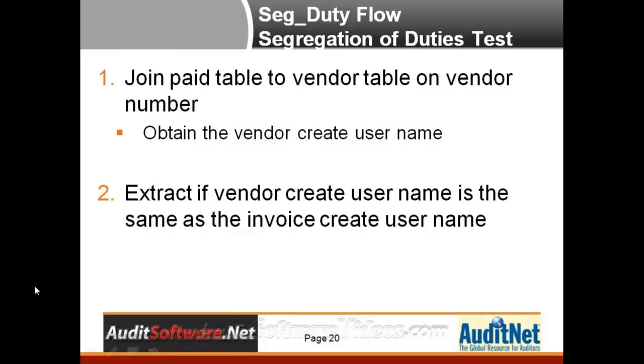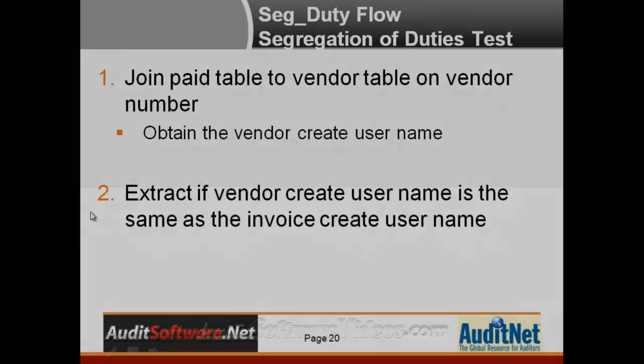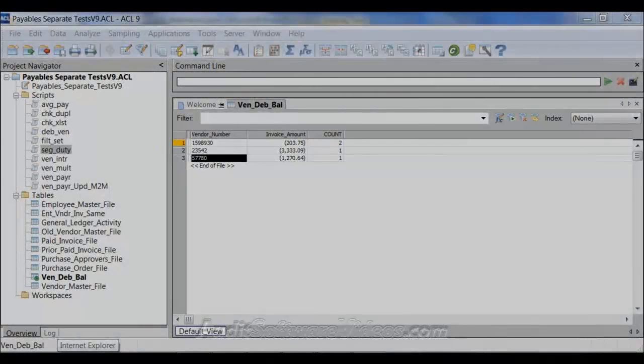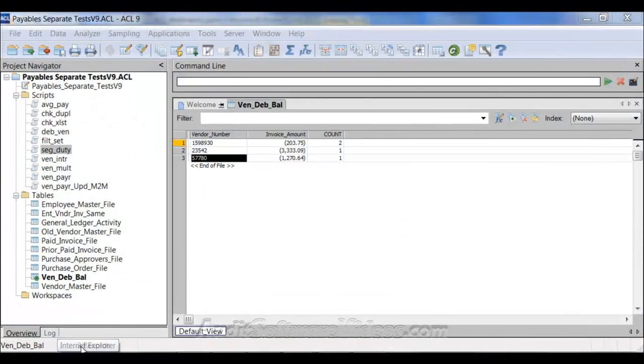When we look at the actual data, we're going to make sure that that vendor create username is in the vendor master file, and it's also the invoice create username is in the payment file. And we're going to join the payment file in this first step to the vendor table. And by doing that join, we're going to be doing it on vendor number, and we're just trying to see, do they match? And that's kind of step 2 here. Once I've joined on vendor number and gotten the vendor name brought over to my paid history file, I can extract if the vendor name is now equal to the invoice enterer name.